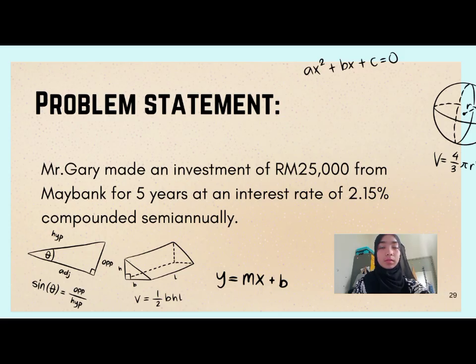Next problem statement. Mr. Gary made an investment of 25,000 ringgit from Maybank for 5 years at an interest rate of 2.15% compounded semi-annually.